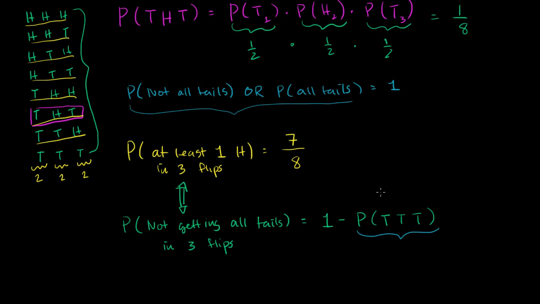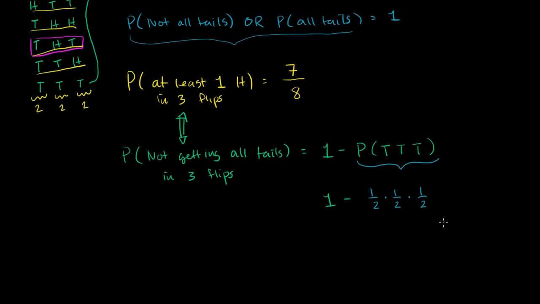That's going to be 1/2, because you have a 1/2 chance of getting a tails on the first flip, times, let me write it here so it becomes a little clearer. So this is going to be 1 minus the probability of getting all tails. You have a 1/2 chance of getting tails on the first flip, and then you're going to have to get another tails on the second flip, and then another tails on the third flip. And then 1/2 times 1/2 times 1/2 is going to be 1/8. And then 1 minus 1/8, or 8/8 minus 1/8, is going to be equal to 7/8.